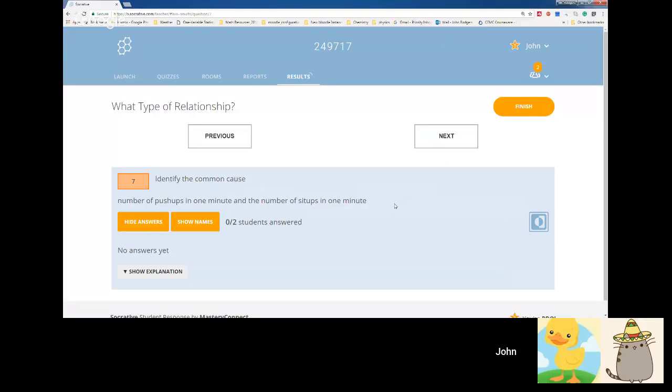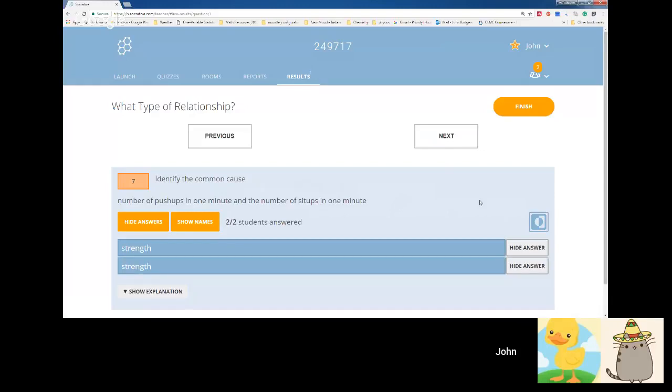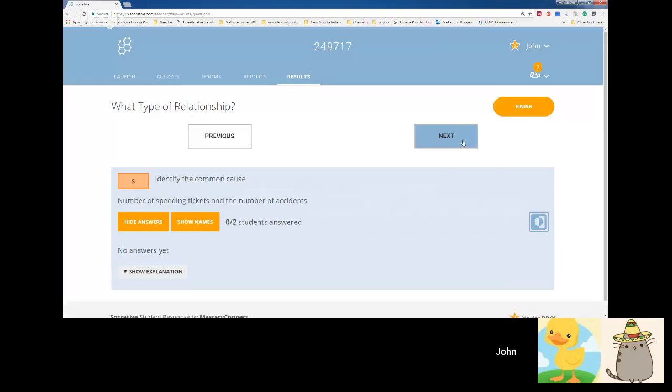So this is identify the common cause. There's a common cause that relates these two things. The number of push-ups in 1 minute and the number of sit-ups in 1 minute. So as the number of push-ups somebody can do in 1 minute goes up, the number of sit-ups somebody can do in 1 minute goes up. This is not cause and effect. What is the common cause behind this apparent correlation? Somebody says strength. Someone else says strength. Yes, the common cause is that they're probably strong. Okay, there we go.